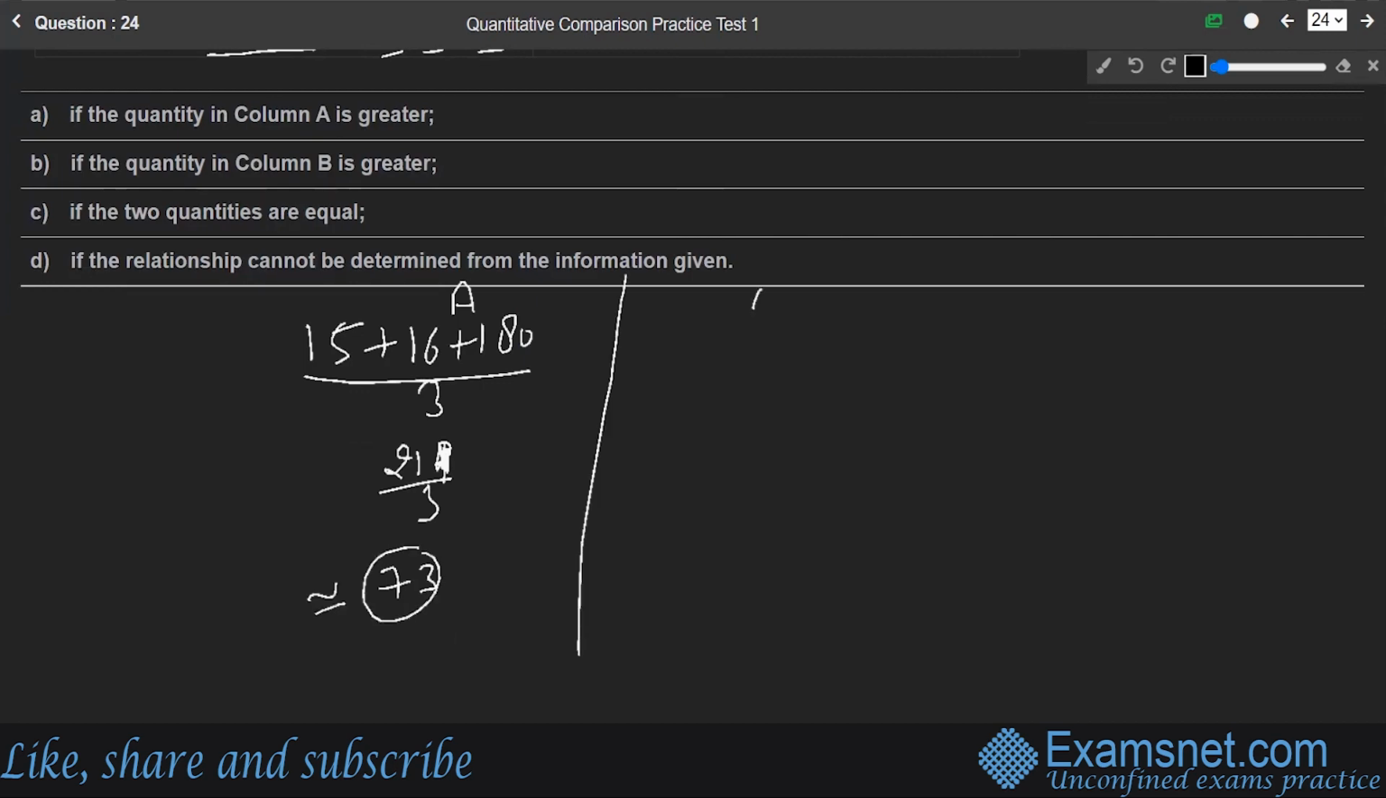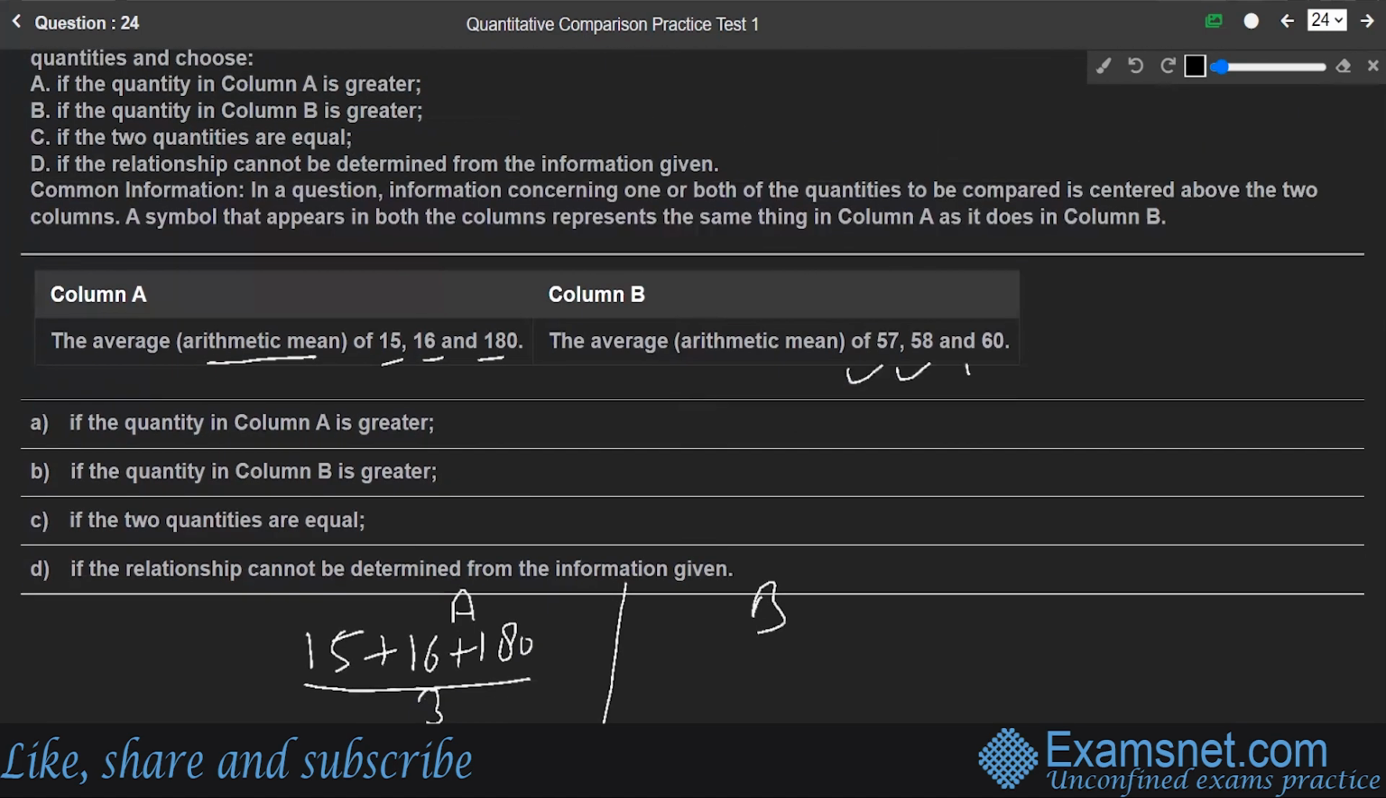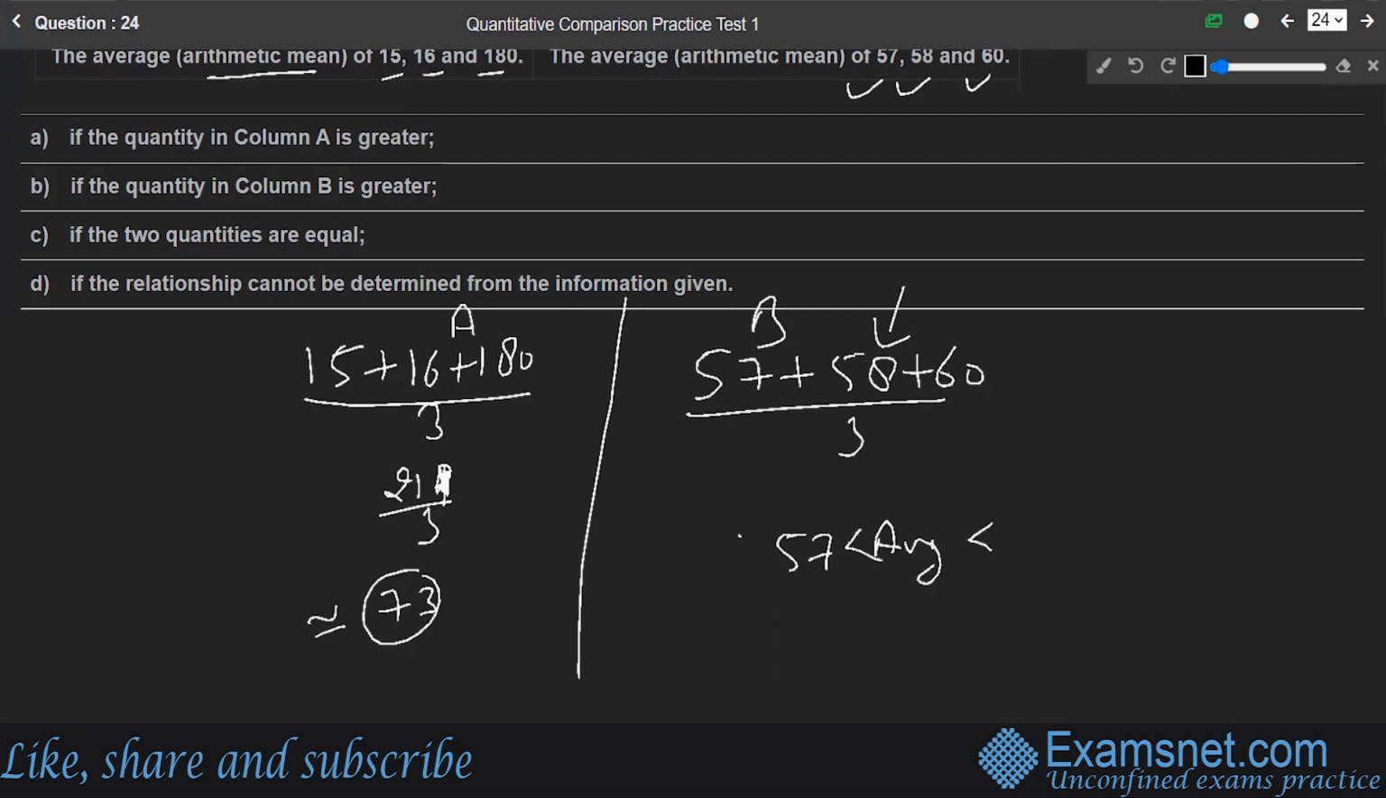And if we compare, the B side has got what? Average of 57, 58 and 60. So we are supposed to find the average: 57 plus 58 plus 60 divided by 3. It will be somewhere close to 58 point something, because the average is close to the mid value. Not always, but here the numbers are very close. So the average will be somewhere between 57 and 60 only.